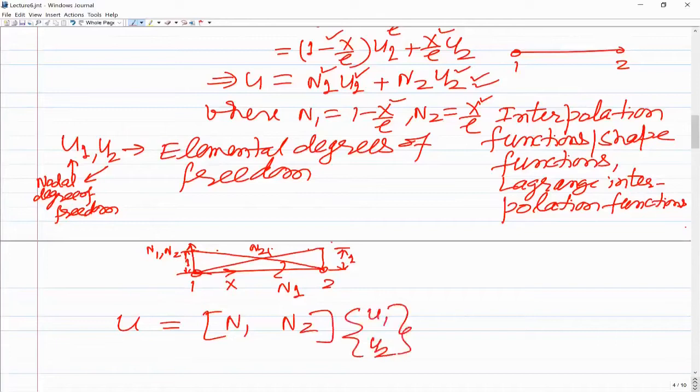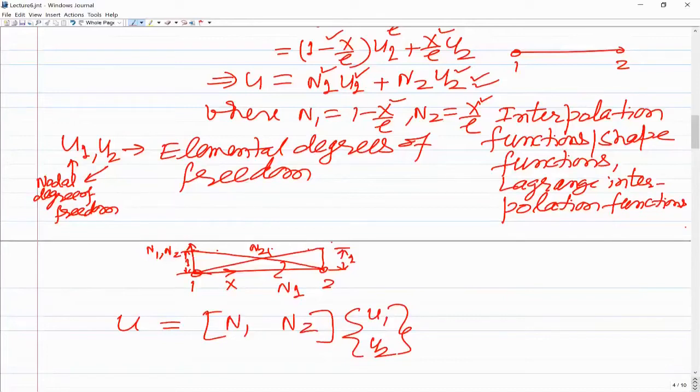Throughout this course, I will denote matrices by square brackets and vectors by curly brackets. So this is the notation I'm going to use. Although in this case you will see that this n1 n2 is basically a row vector, in general, when we have more variables and so on, this can be a matrix. So I'm still using the matrix notation for this.